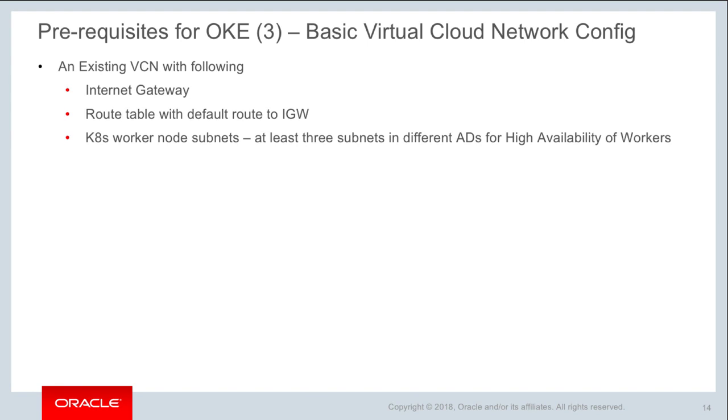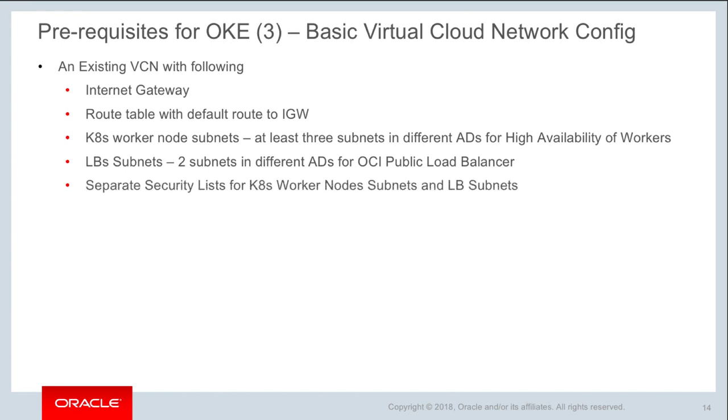Within that VCN, you need to have an internet gateway, a route table with a default route to the internet gateway, worker node subnets where your Kubernetes worker nodes would be created, and load balancer subnets. So when you create a load balancer within Kubernetes, the load balancer would be created in these two subnets. You also need to have separate security lists for Kubernetes worker nodes and the load balancer subnets.